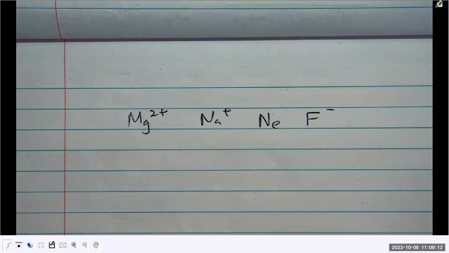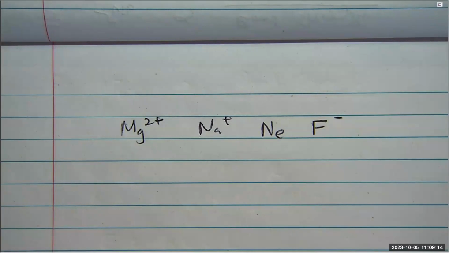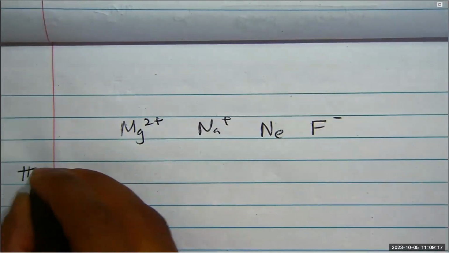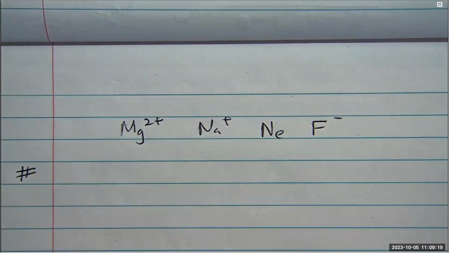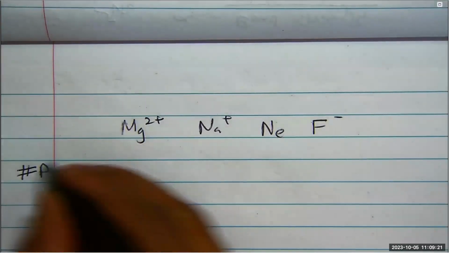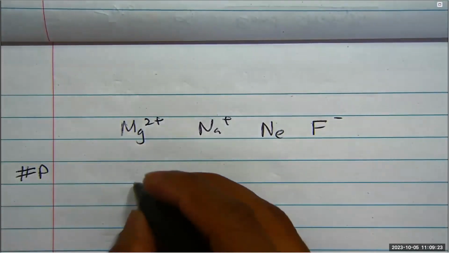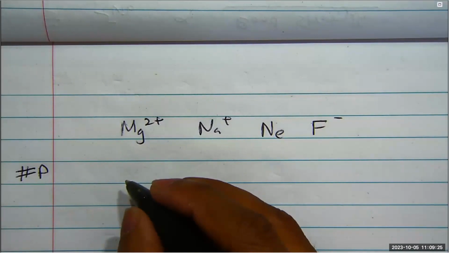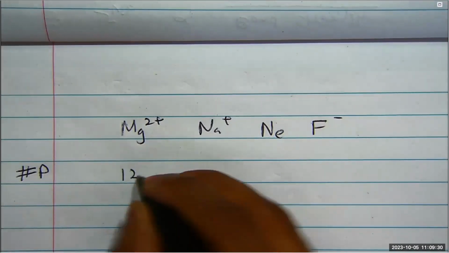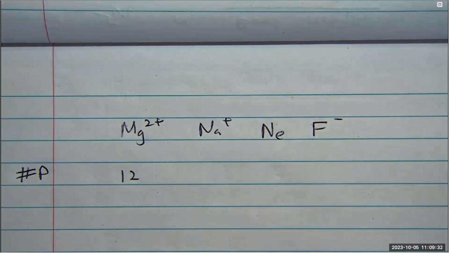What you want to do is first count the number of protons. The number of protons is the atomic number, which is the identity of the element. So magnesium, how many protons do we have? In magnesium, we have how many protons? Everybody. 12. Thank you. How do you know that? Go to the periodic table. That's the atomic number that we have for magnesium.